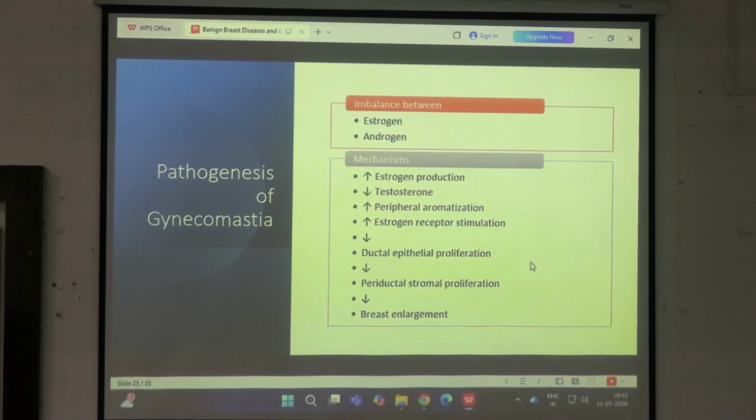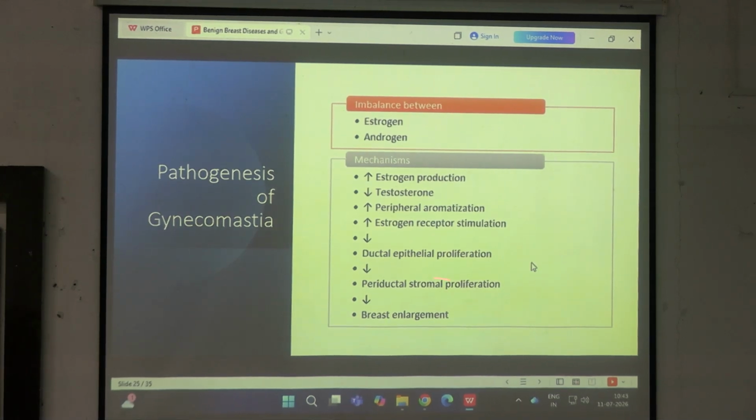So pathogenesis is similar. The most important thing is the imbalance between the estrogen and the androgens. The first mechanism is increased estrogen production. Increased estrogen production causes an increase in proliferation of the ducts and periductal stromal proliferation, which will lead to breast enlargement. This is in association with reduced testosterone. There will be increased peripheral aromatization and increased estrogen receptor stimulation.